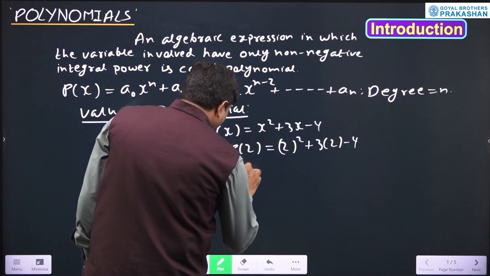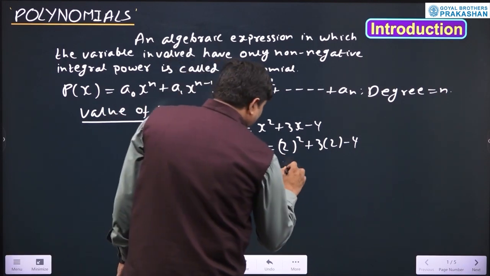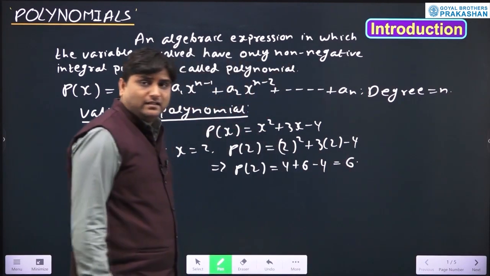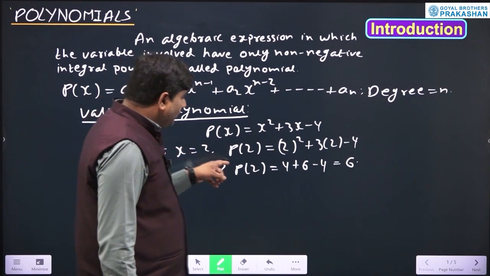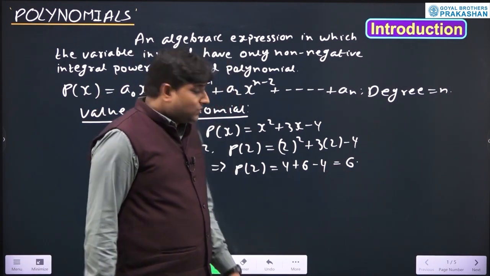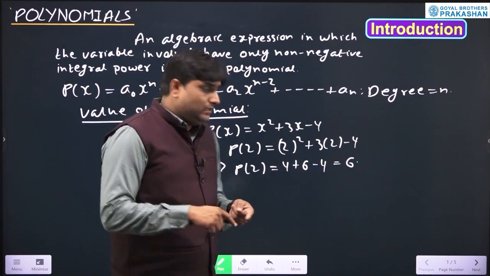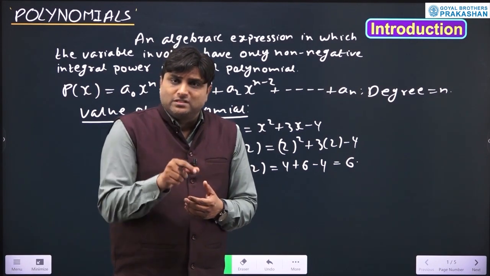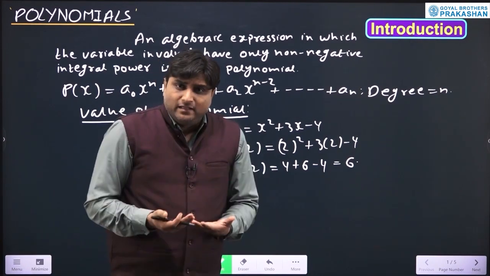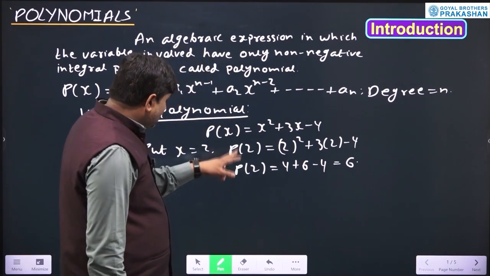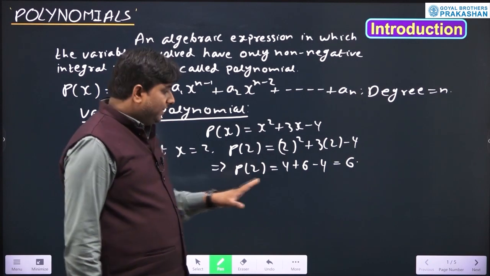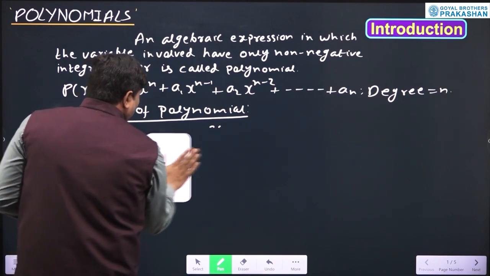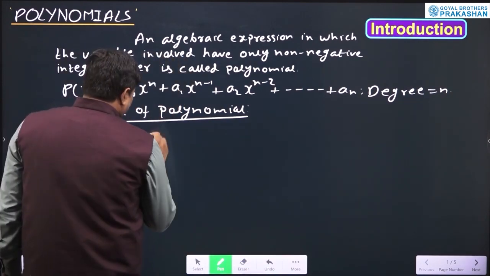So this implies P of 2 is equal to 2 square is 4, 3 into 2 is 6, minus 4. This is 6 only, 4 and 4 get cancelled. So when we put x equal to 2, we get P of 2 is equal to 6. So this 6 is the value of polynomial P of x at x equal to 2. So when in place of the variable we put some constant, then the value we get is actually the value of the polynomial. In this case P of 2 is equal to 6. This is very important.